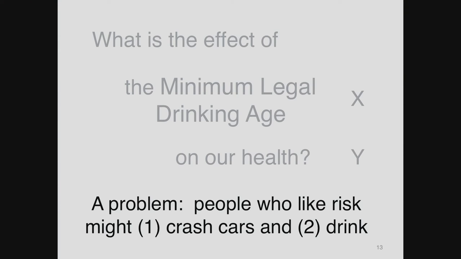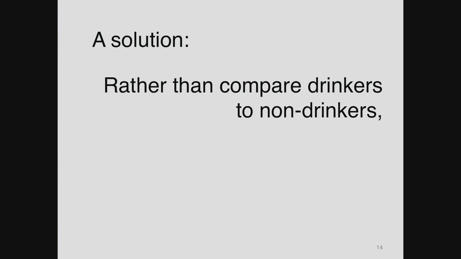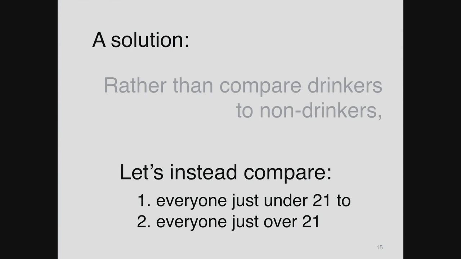So rather than compare drinkers to non-drinkers, which is what you could do if you had data on this kind of thing, let's be a little bit more clever. Let's use art to sort of think about how to do this. The art is trying to think about what is the comparison that will remove this problem. Well, let's look at everybody just under 21 to everyone just over 21. So we're combining risky and not risky people and just mushing them all together. There's no reason to think that there's any difference in these characteristics across age on average.